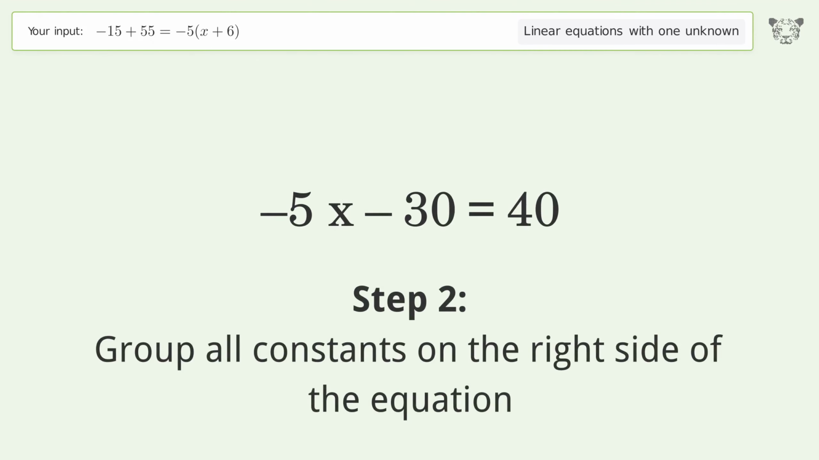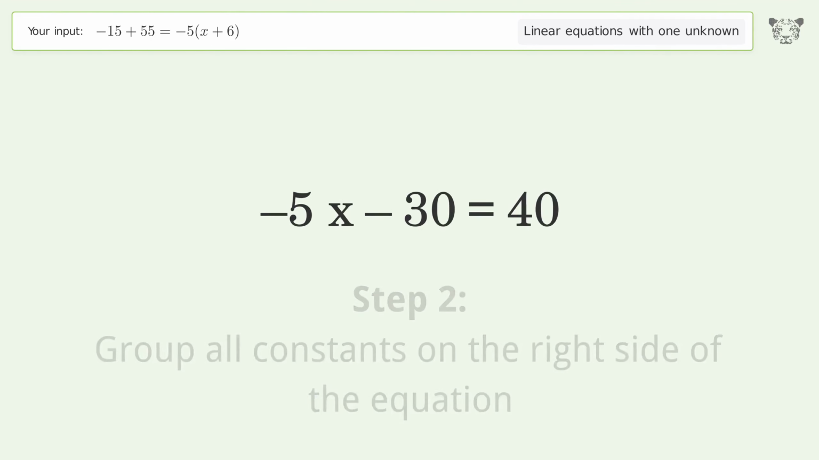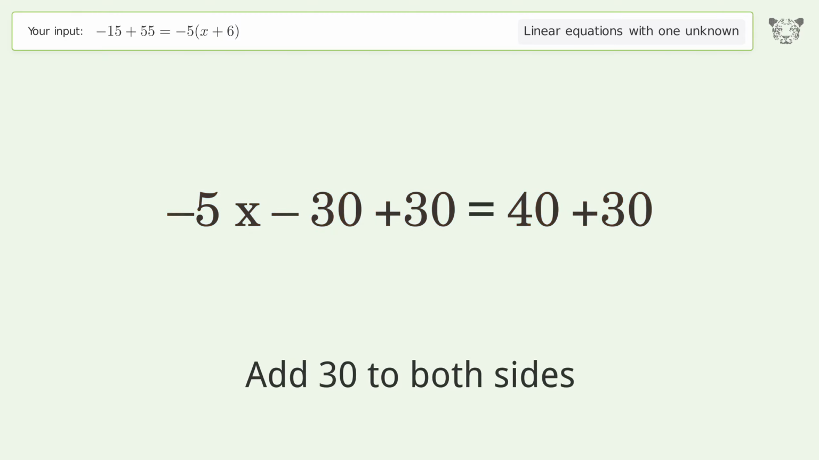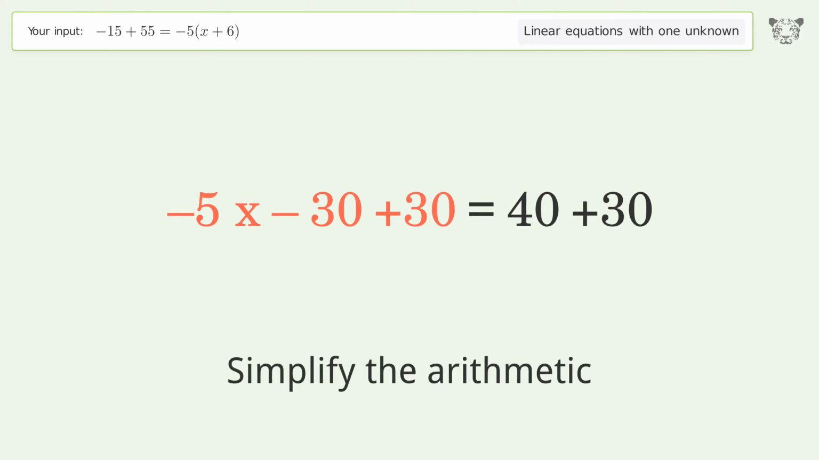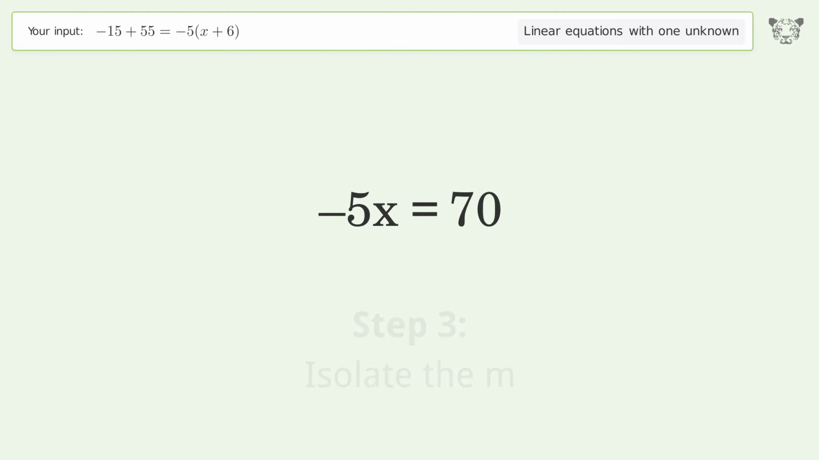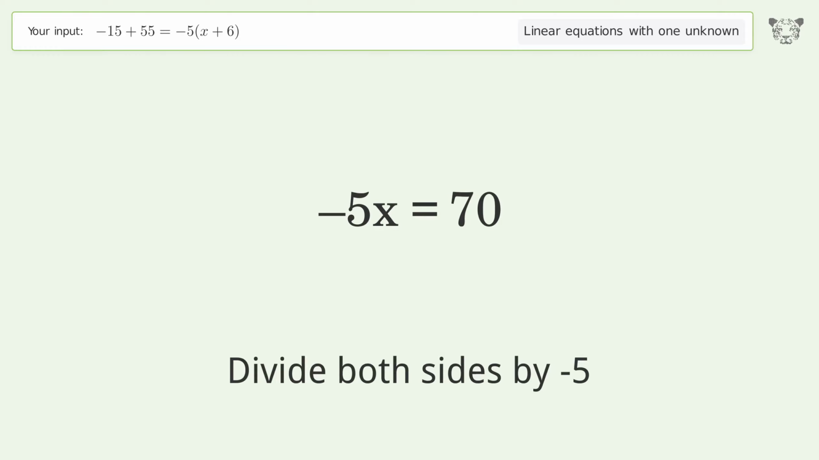Group all constants on the right side of the equation. Add 30 to both sides. Simplify the arithmetic. Isolate the m. Divide both sides by -5.